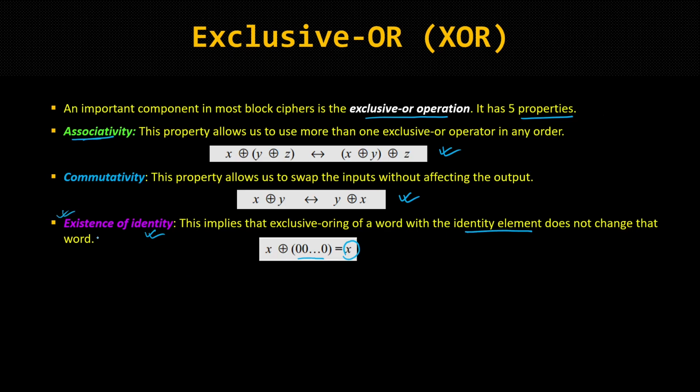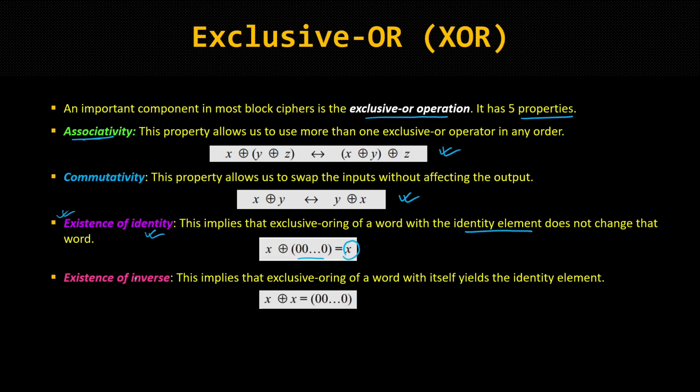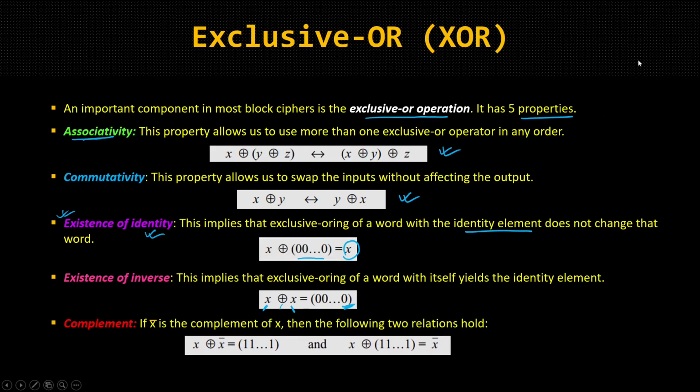So this is very important. We will be seeing this property used in other ciphers as well. Then we have the existence of inverse. Now this implies that the exclusive ORing of a word with itself yields the identity element. If we perform an operation where x is exclusive ORed with itself, then we will be getting the identity element.